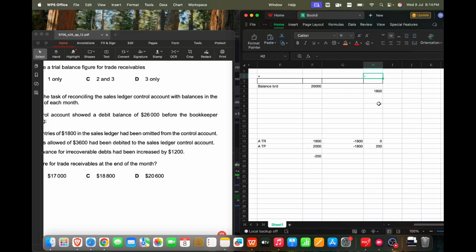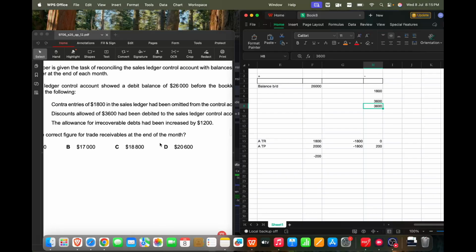Okay, and now if I write that amount 3600 here, this will only cancel out the previous incorrect entry that we made on the debit side. Okay, so I need to add another 3600 to actually subtract discount allowed from my trade receivables. Okay, first 3600 will cancel out the incorrect entry, and second 3600 will be recorded as discount allowed on the credit side. Okay, and then the last one is that the allowance for irrecoverable debts had been increased by 1200.